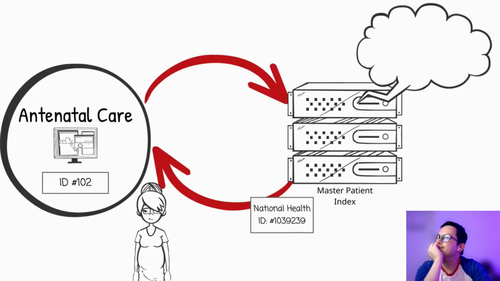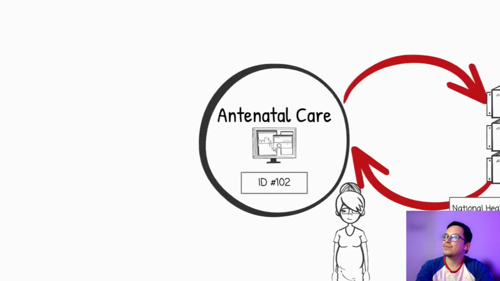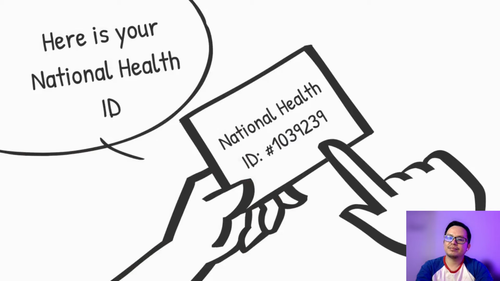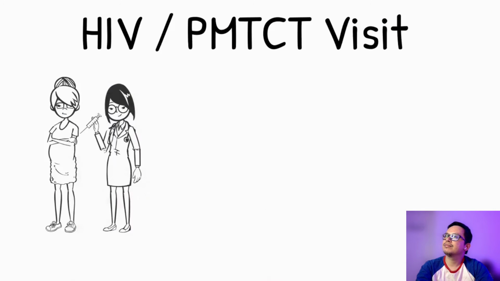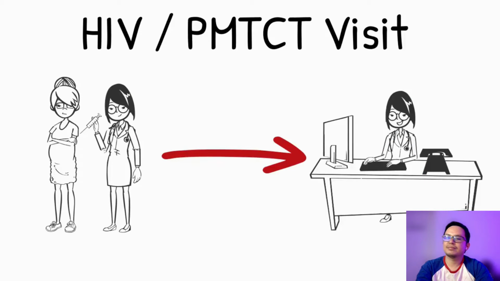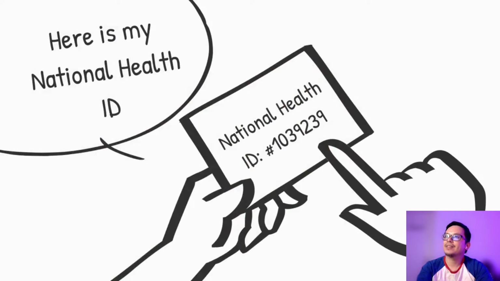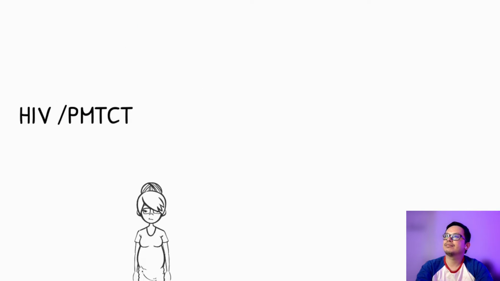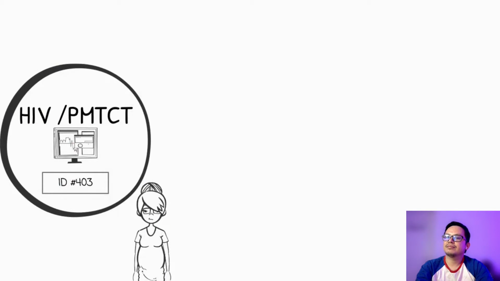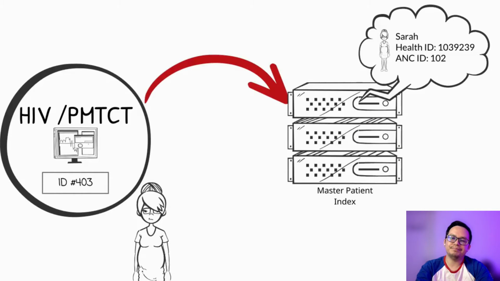It would also link Sarah's local identifier with this newly generated unique identifier for Sarah. Sarah could be given a card with this identifier to use in a future visit. Later on, when Sarah visits an HIV clinic, her physician would use that system to enter her visit information as they normally would. This time, her clinician would also include the unique identifier previously given to Sarah. Again, the clinician is using their own software, and it generates a local identifier for Sarah for that particular program vertical. The system would then send that information again to the master patient index.